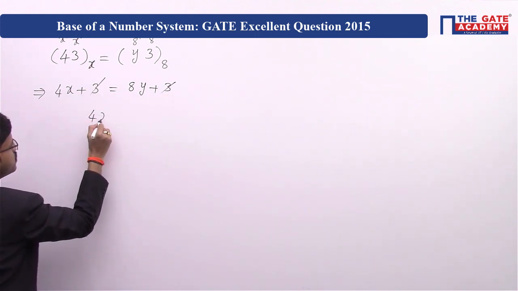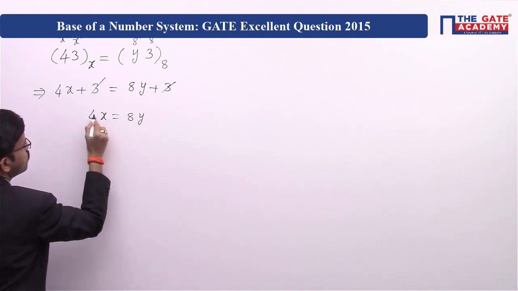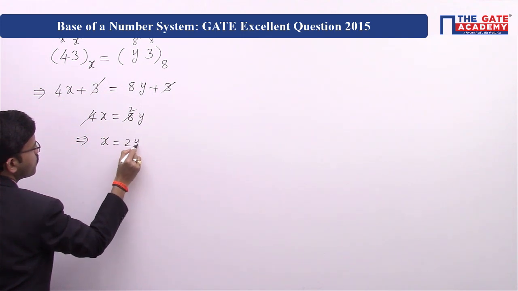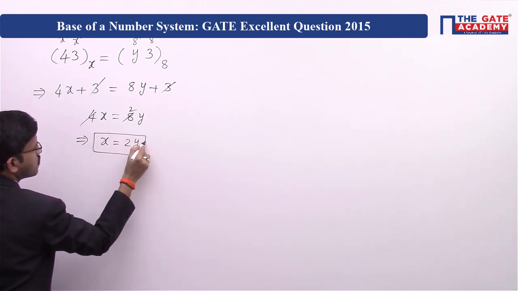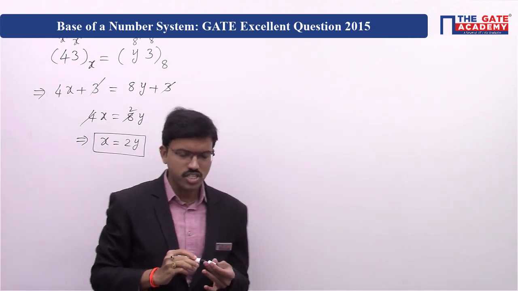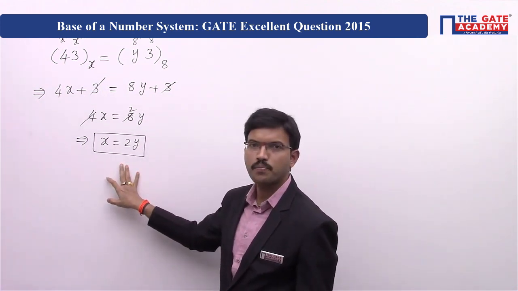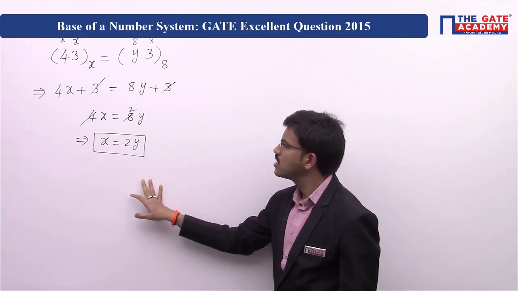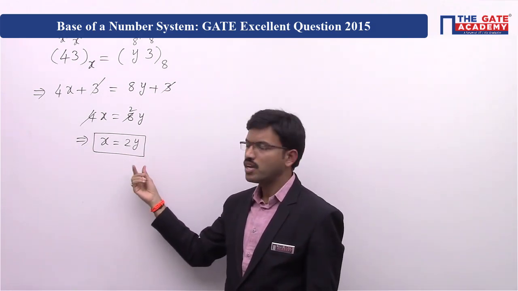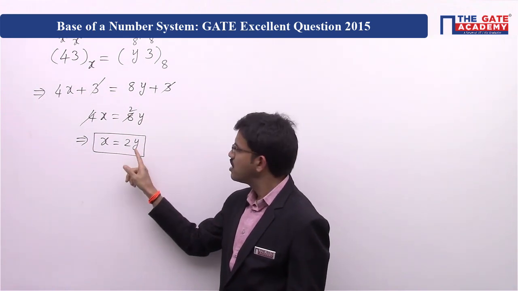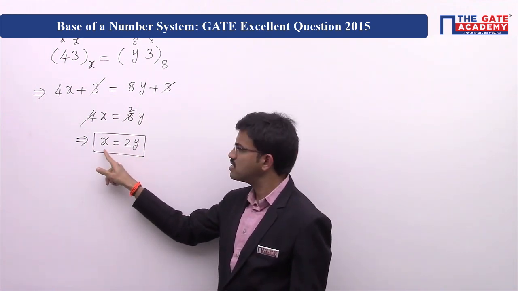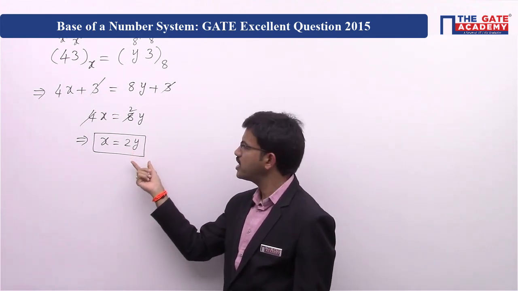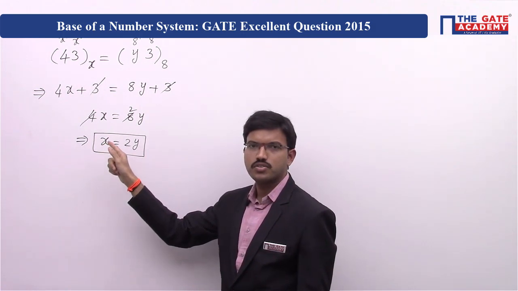So you will get 4x equal to 8y. 4 2s are 8. So from this you will get x equal to 2y. So here we got one equation, that is x equal to 2y. Here x and y both are unknown. He is asking the number of possible solutions. Here if you observe this equation, y is the independent variable and x is the dependent variable. You can assume any values for y, and substitute here, you will get the x values, right?